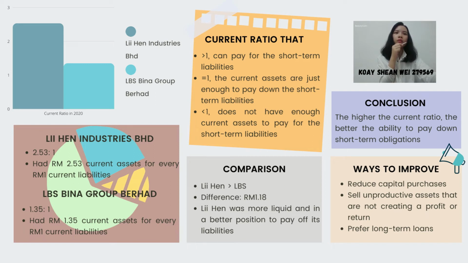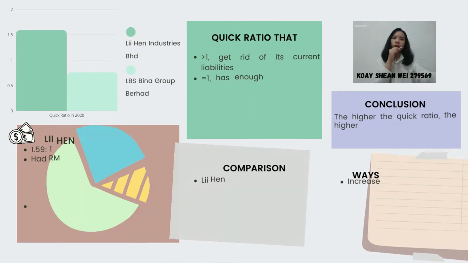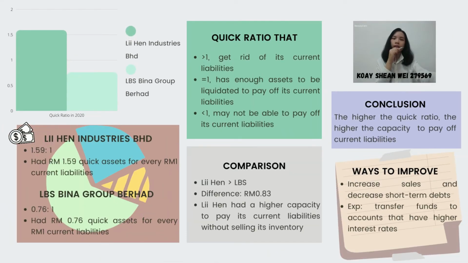So we can improve our current ratio by reducing capital purchases, selling unproductive assets, and also preferring long-term loans. For quick ratio, Lihin Industry Berhad had 1 ringgit 59 cents of quick assets for every 1 ringgit of current liabilities, compared with LBS Bina Group Berhad, which had only 76 cents. In comparison, Lihin Industry Berhad had a higher quick ratio than LBS Bina Group Berhad. This means that the capacity to pay its current liabilities without selling its inventory was higher for Lihin Industry Berhad than for LBS Bina Group Berhad.